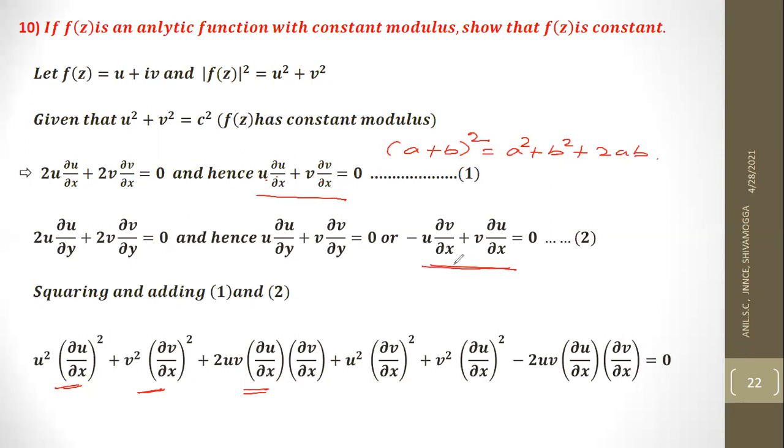Now square this term. If you square this term, it takes minus a plus b whole square form. Minus a plus b whole square is a square plus b square minus 2ab. a square is u square into del v by del x whole square, plus b square is v square into del u by del x whole square, minus 2ab, minus 2uv into del v by del x into del u by del x. This is equal to 0. Now cancel this plus 2uv del u by del x into del v by del x with this minus 2uv into del u by del x into del v by del x.